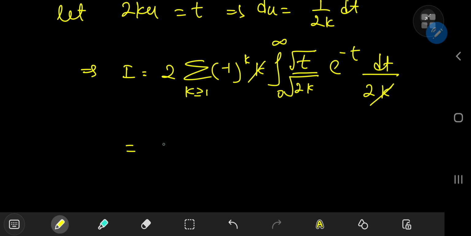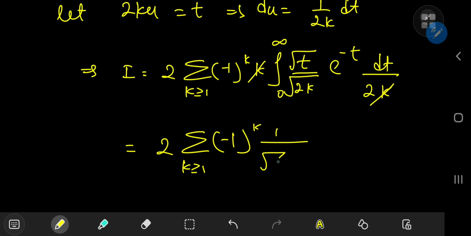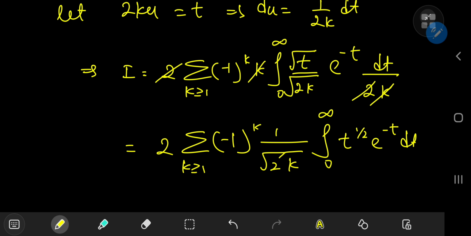We have some nice cancellation. 2 times the sum over the positive integers k of negative 1 to the k, and 1 by the square root of 2 times k. So again, you have some cancellation here as well. So 1 by the square root of 2 times k times the integral from 0 to infinity of t to the 1/2 times e to the negative t dt.